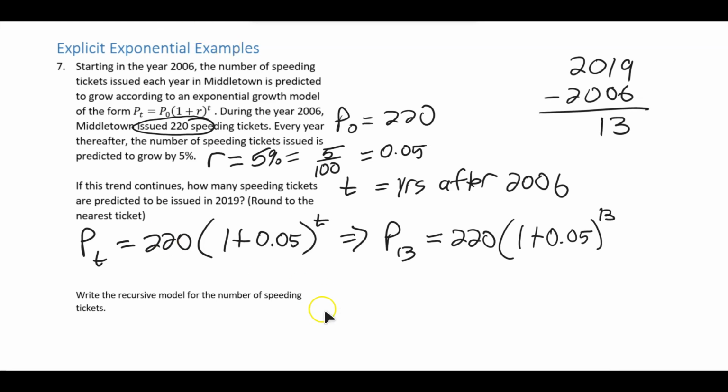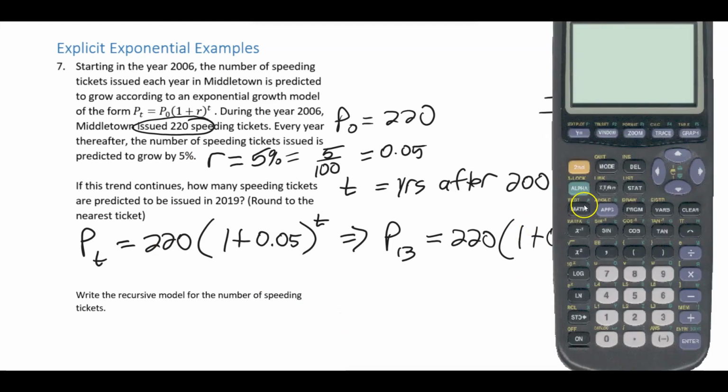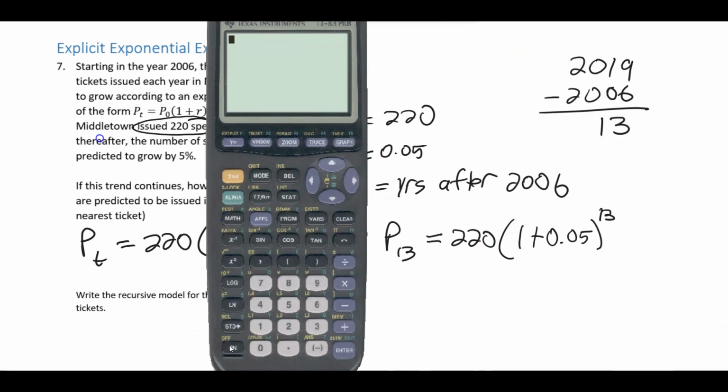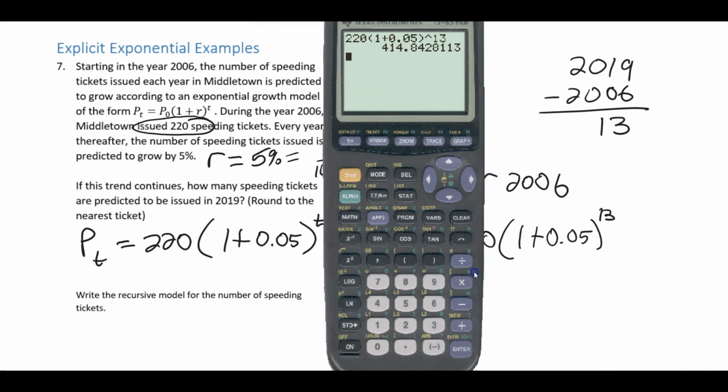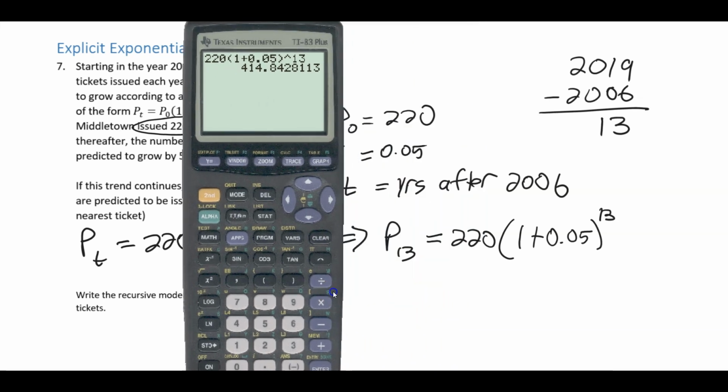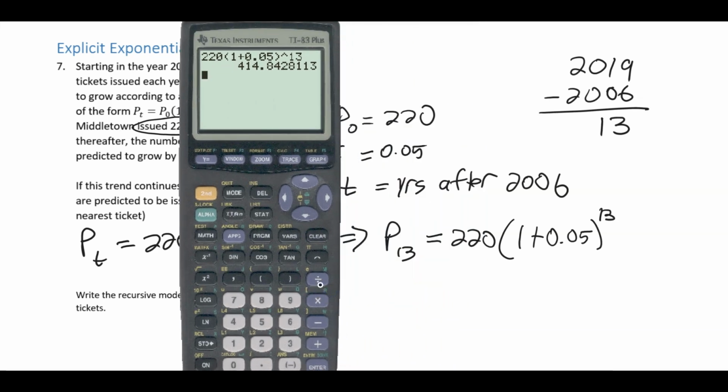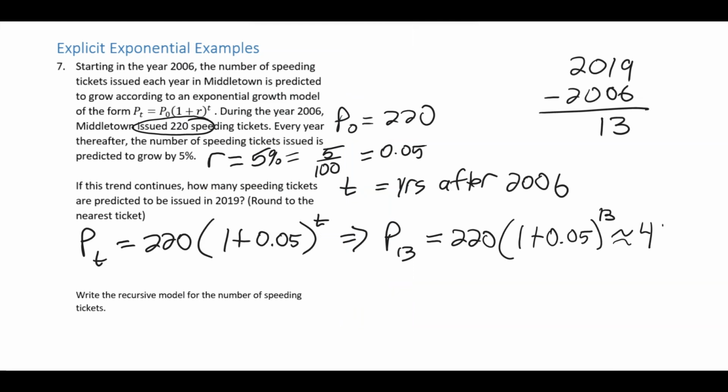And let's take a look at what we would get. So we have 220 times (1 plus 0.05), exponent button, 13. Now let's see rounding. Rounding to the nearest ticket, I see 415 as the rounded number. So approximately 415 tickets.